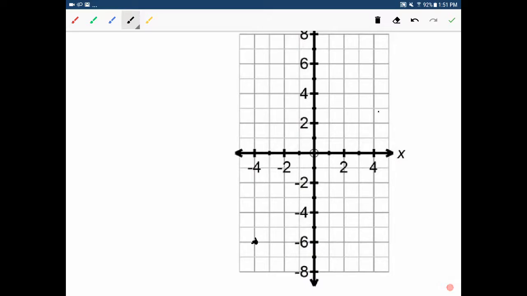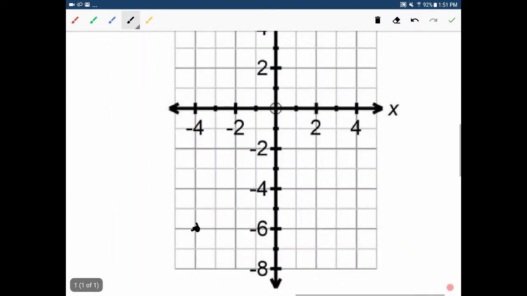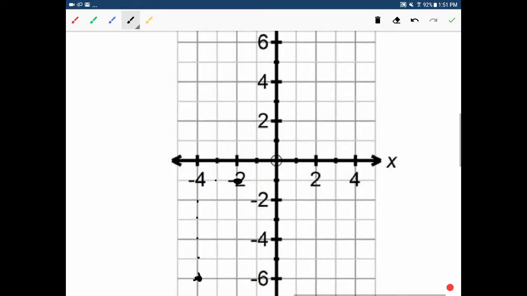Then we're going to use our slope, which was 5/2, to plot a second point. So we go up 1, 2, 3, 4, 5, and over 2, 1, 2. So there is our second point. Once we have 2 points, if we want, we can draw a third point, which I'm going to. Not necessary. 1, 2, 3, 4, 5, 1, 2, and there it is.